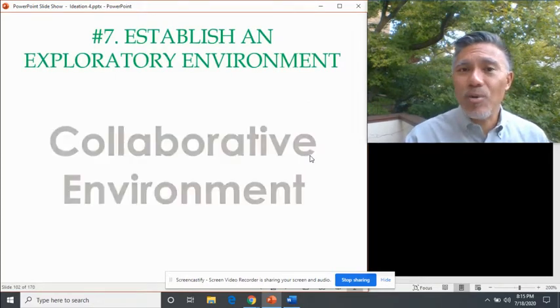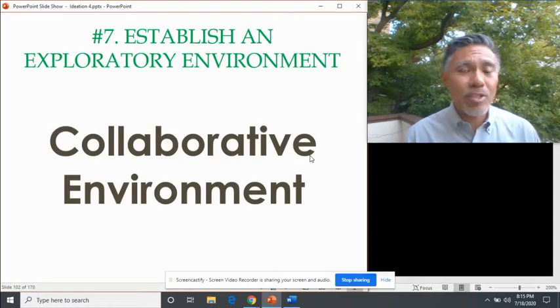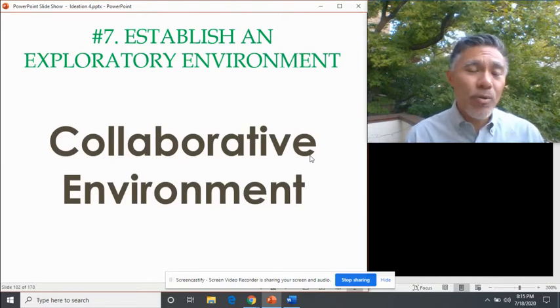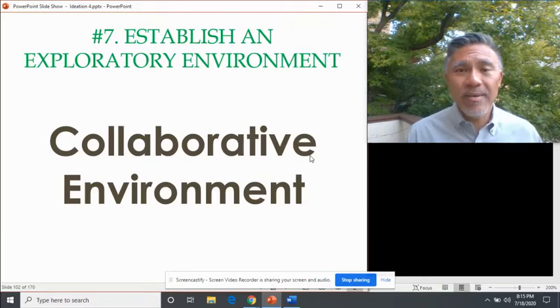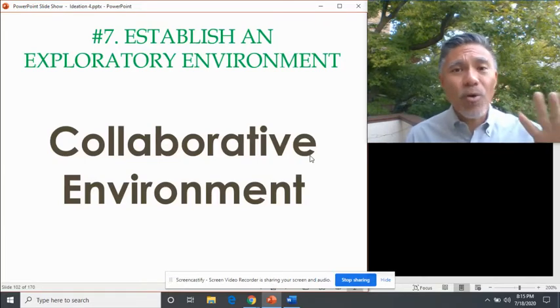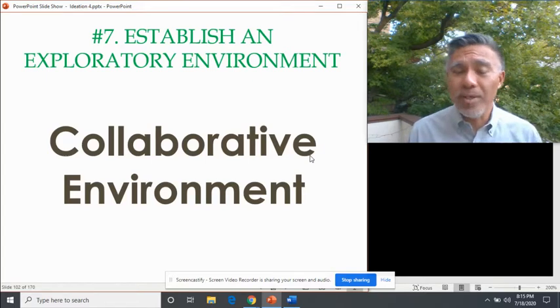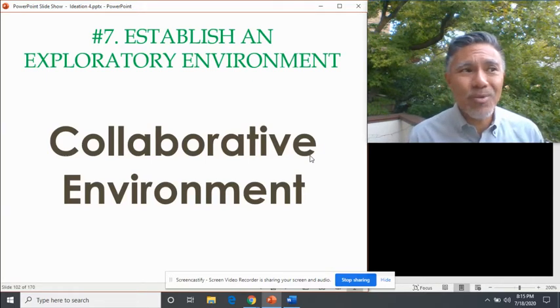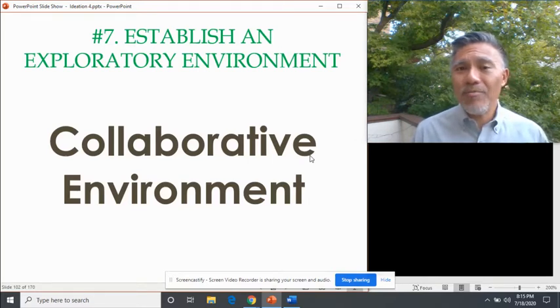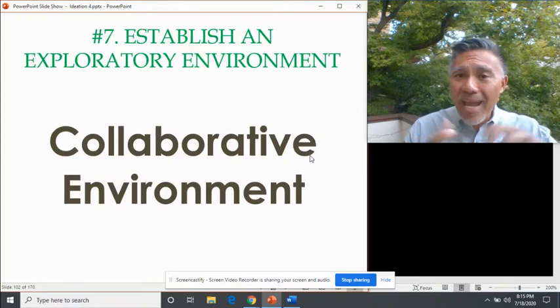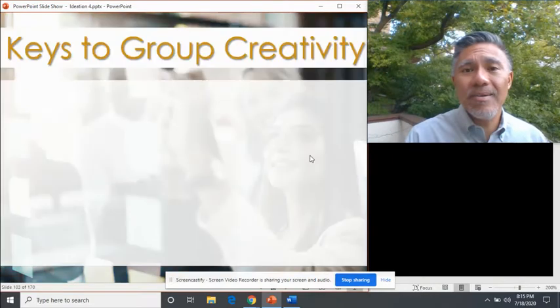To establish an exploratory environment means to establish a collaborative one, where you are working with somebody else to generate ideas. When we took a look at those first four, we described them in terms of what you can do for yourself alone. But if you think back to where a lot of our creative ideas have come from in our class, a lot of them came from you interacting with your classmates. And it's that interaction that helps you create and generate new ideas.